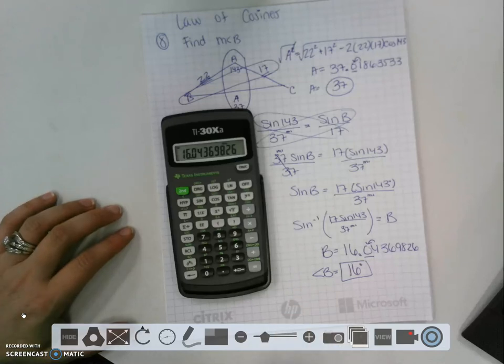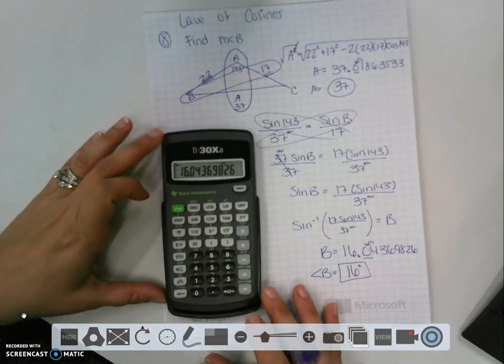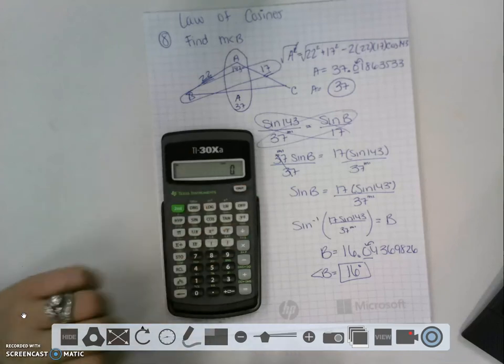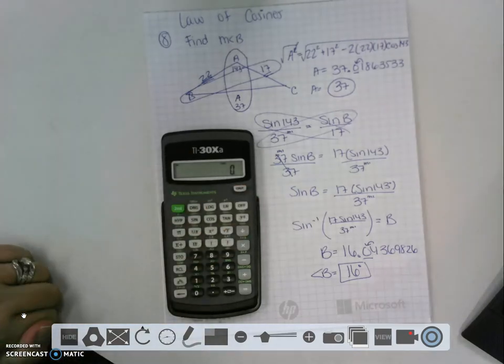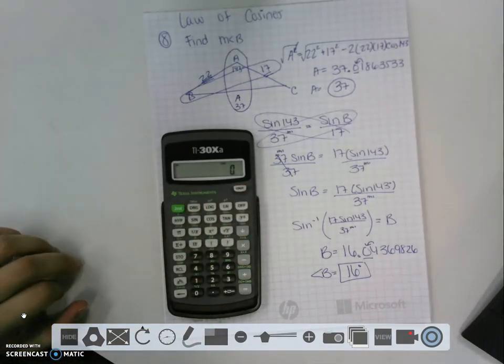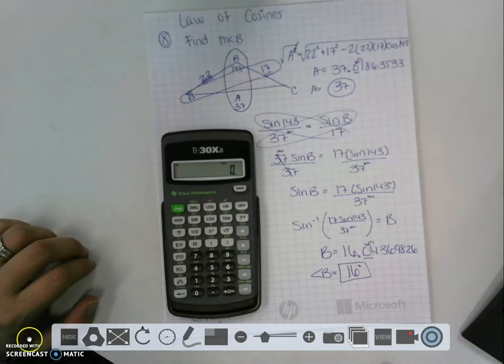You guys okay with this? Yeah? Are there any other law of cosines problems that you would like me to do? No? All right, well that is our review on law of cosines.